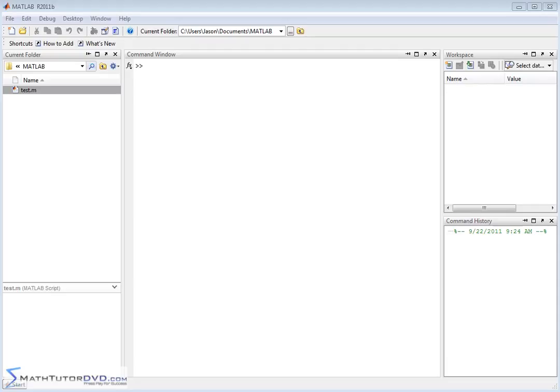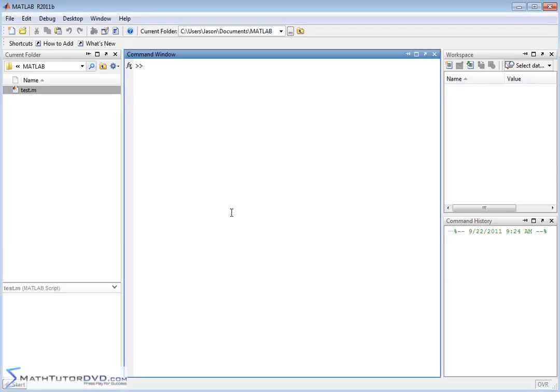Hello and welcome to this section of the MATLAB tutor. Here we're going to focus on scientific notation and how to use exponents in MATLAB, and we're going to roll this into the order of operations and the basic arithmetic that we did in the last section.